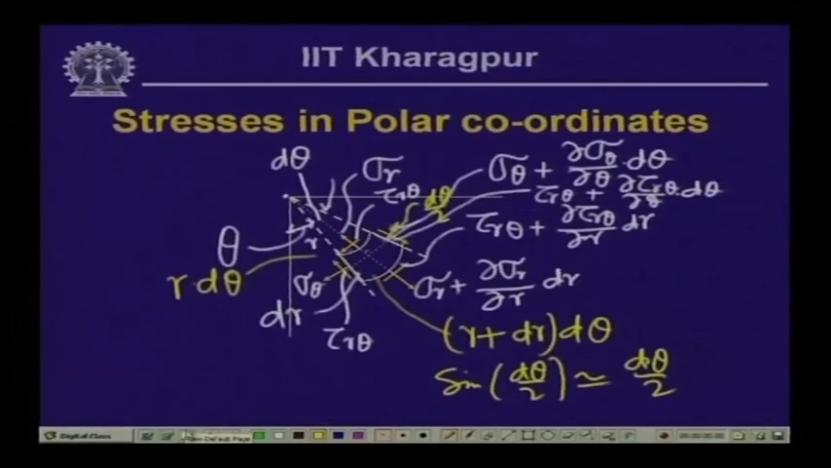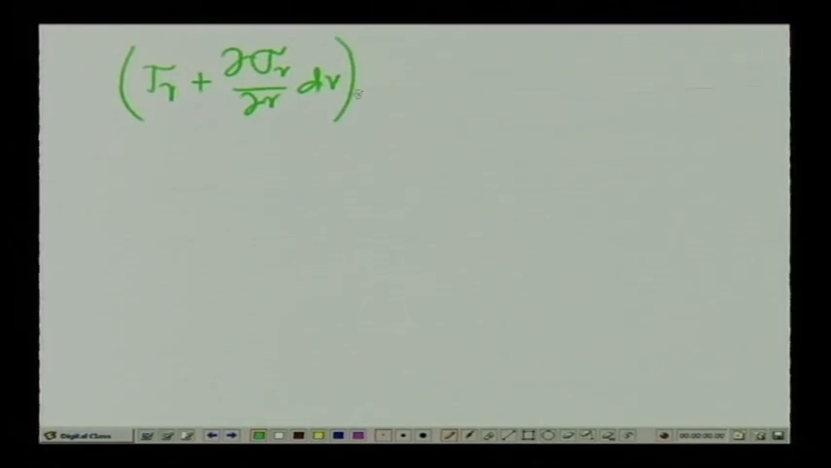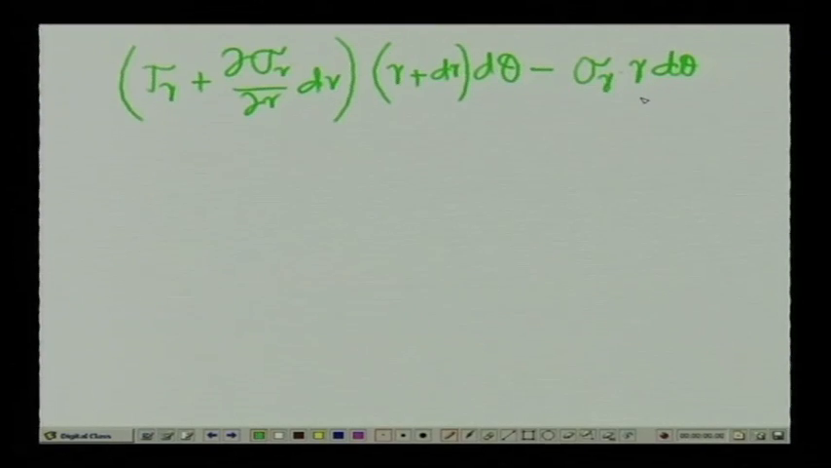So, if we write down the equation of equilibrium in the radial direction, we get: sigma r plus del sigma r del r into dr is the normal stress on the outer plane, multiplied by the area, which is r plus dr times d theta, minus the normal stress acting on the first plane where sigma r acts, which is sigma r, the stress, times r d theta times 1, the area. So, this is the force.